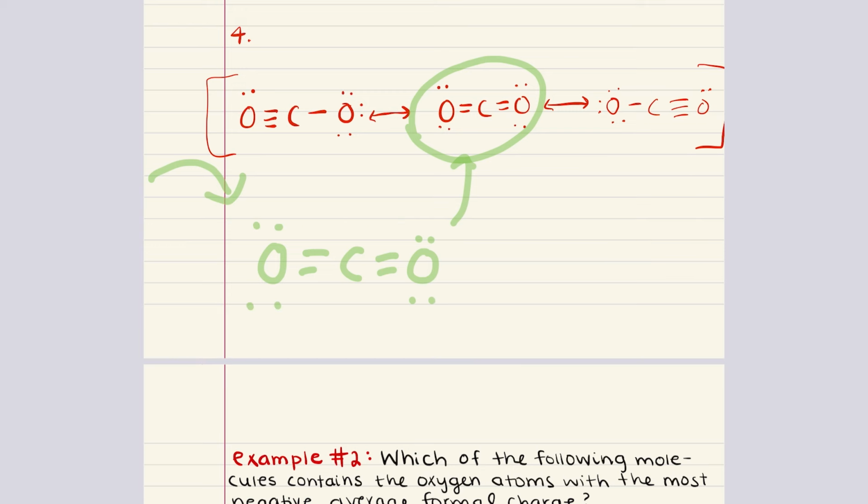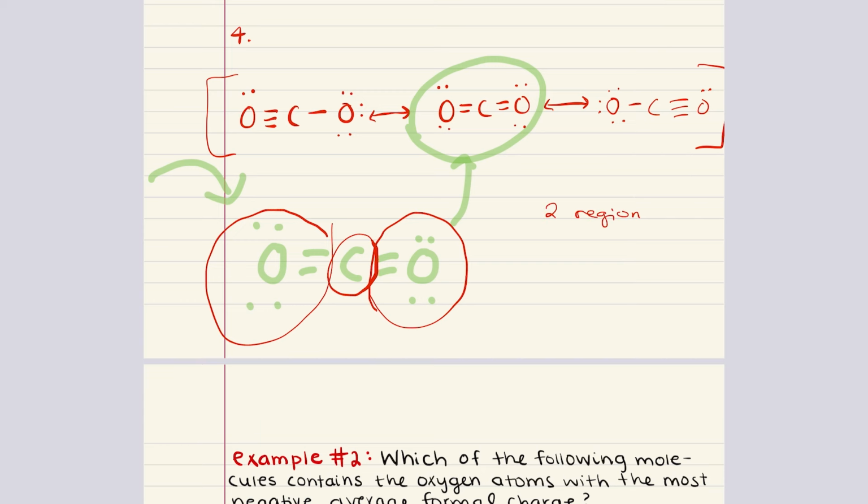In order to do that, we're looking at our central atom, and we need to figure out how many regions of electron density are around this central carbon. This is one region of electron density, and this is another region of electron density. So carbon dioxide has two regions of electron density. That means that its structure, according to VSEPR theory, is going to be a linear geometry for this carbon dioxide molecule. And that means that the way we drew it here is actually pretty appropriate because there is 180 degrees between these bond angles.